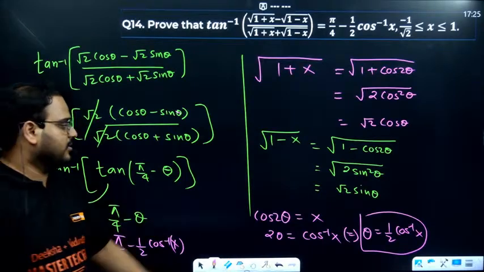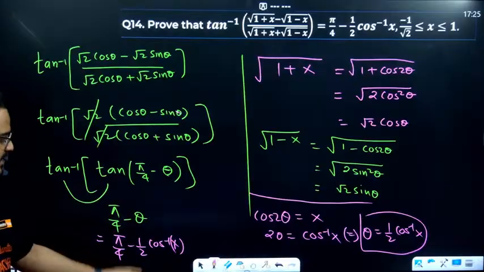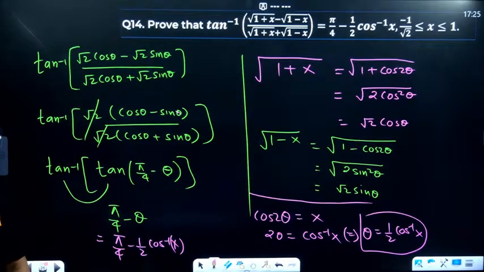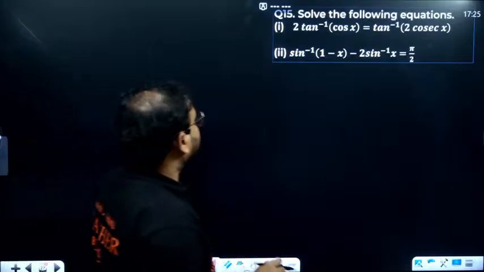Theta can be found from here. This is our substitution actually. So we get that theta as half cos inverse of x. That's my answer. Proven. Check this out. So I hope nobody has any doubt in this part. Okay. Great.